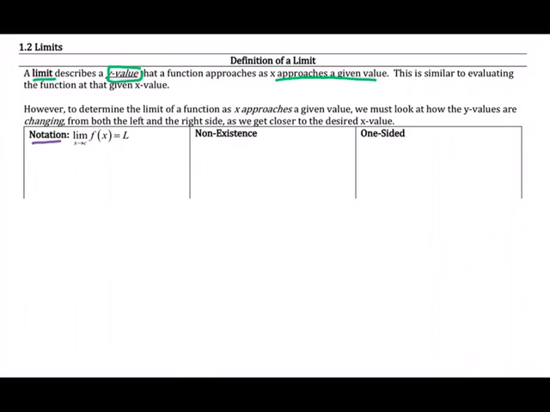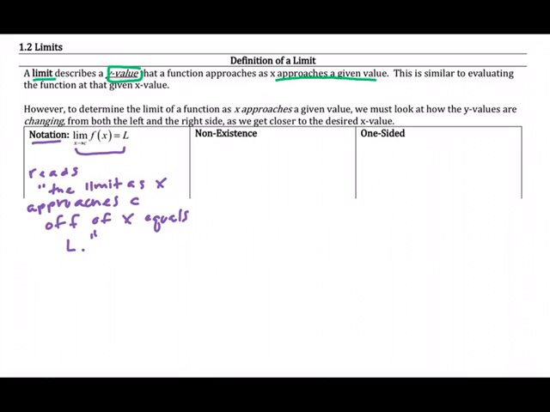So, notation. If I was to read this out loud, I would say the limit as x approaches c of f of x is equal to L. And here we are stating that L is a number. It is a particular value. And that's how you would read that. The limit as x approaches c of f of x is equal to L.